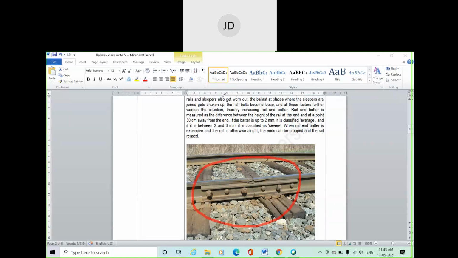And the shape of this end part of the rail is called battering action of the rail, and thereby increasing the rail end batter. This is the rail end batter.